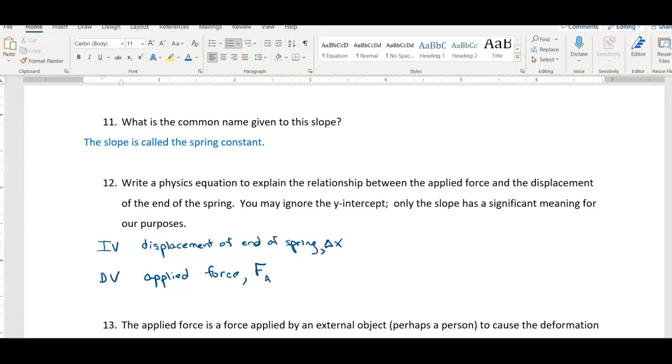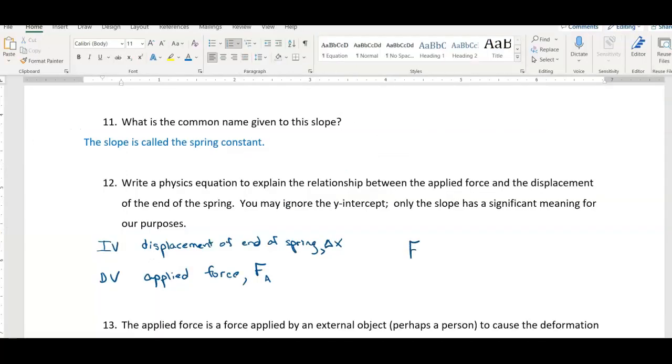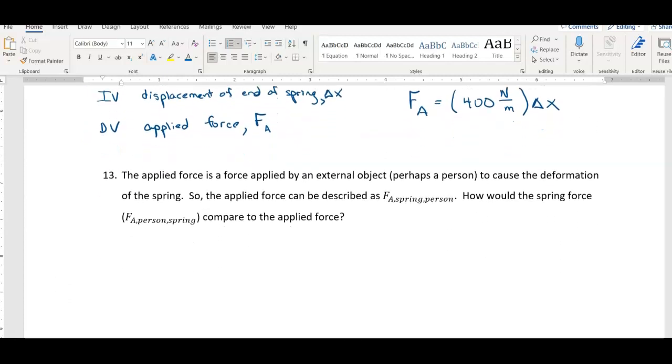Well, on the y-axis, right, I have applied force. So I'm going to have an equation that says applied force equals some slope multiplied by the displacement, right, because that's our x variable. Okay, so applied force equals our slope. I got a slope of 400 newtons per meter. Your slope will be different. And then my independent variable is the displacement. Okay. Let's go on to step 13.